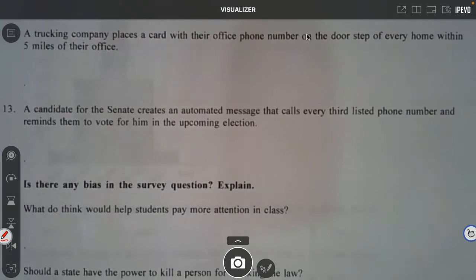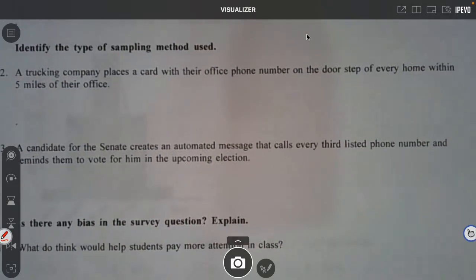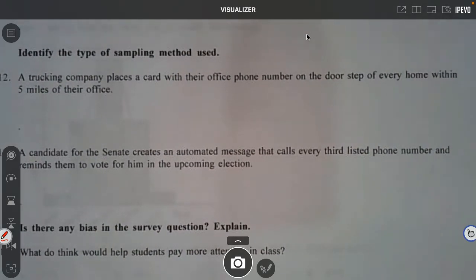Number 13. A candidate for the Senate. Isn't that the one? No, I'm on number 12. Sorry, I skipped one. This is the type of sampling method used. We just talked about those. A trucking company places a card with their office phone number on the doorstep of every home within 5 miles.